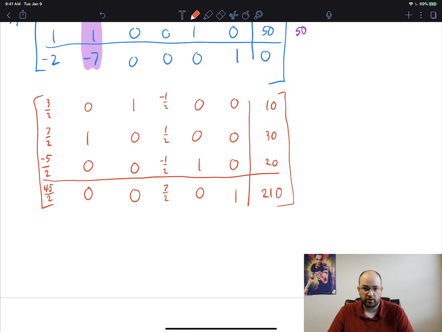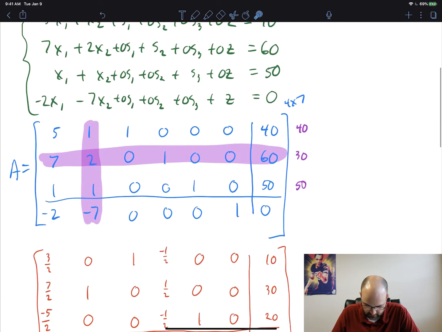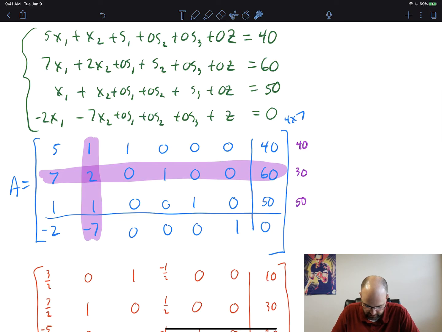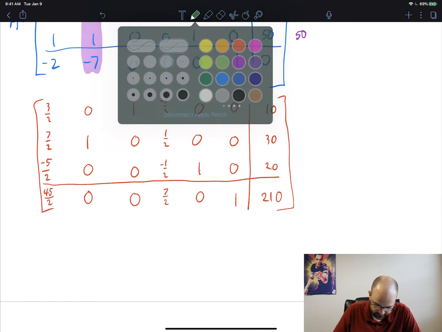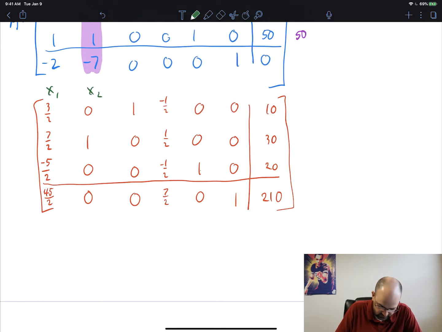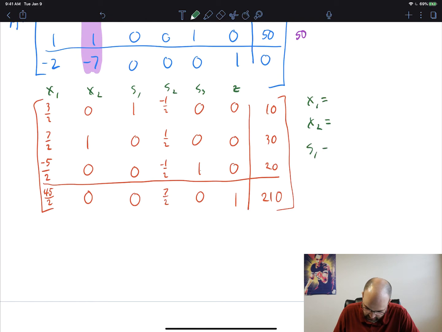Okay, welcome back to the notes. You should see the matrix that we saw just a second ago. And I'm going to go ahead and label everything as X1, X2, S1, S2, S3, and Z, just above these. So X1, X2, S1, S2, S3, and Z. Good. And that is going to allow us to write down the solutions.